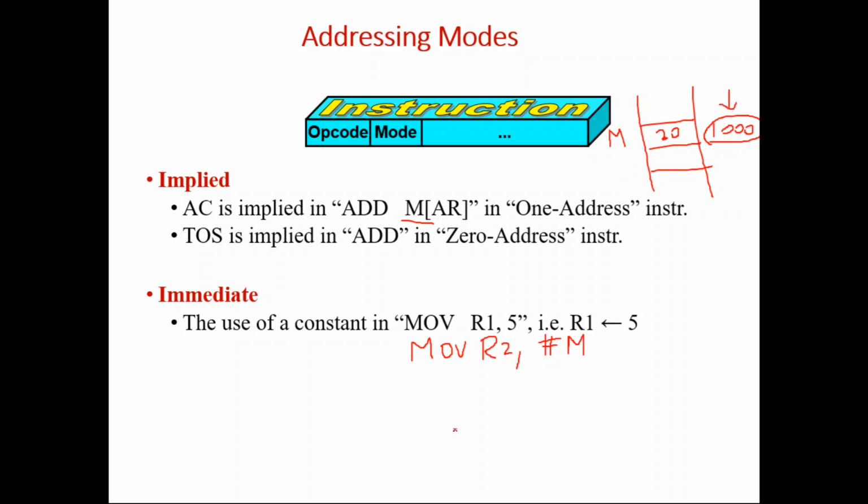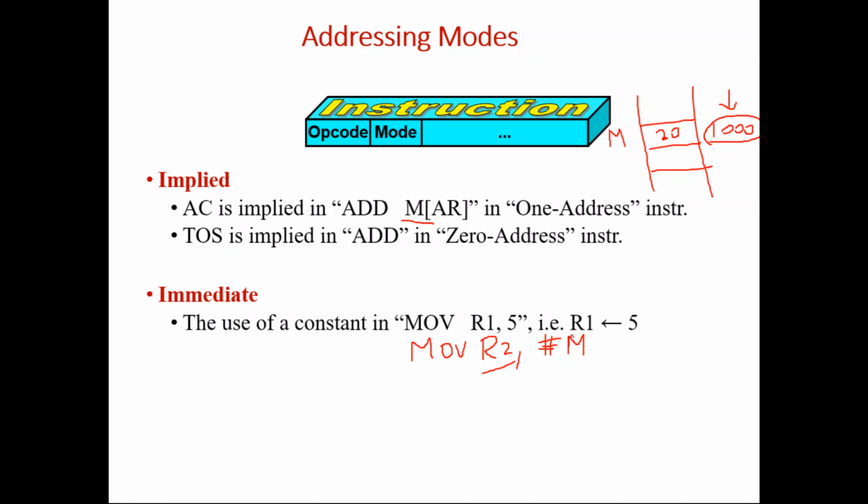So that 1000 will be moved to R2. Are you getting? So this also comes under immediate addressing mode. But if you use just move R2 comma M without hash, then it will move that this 20 to R2. Then it will take the content. But here we don't want the content. We want this address, which is the immediate value. So in that case, you have to use hash.